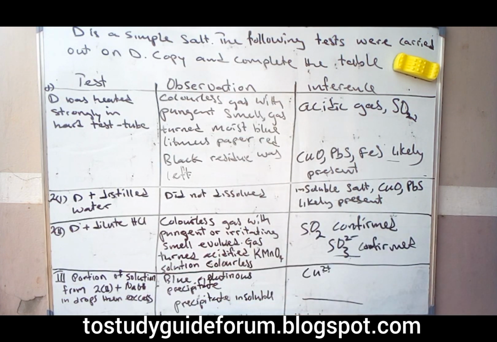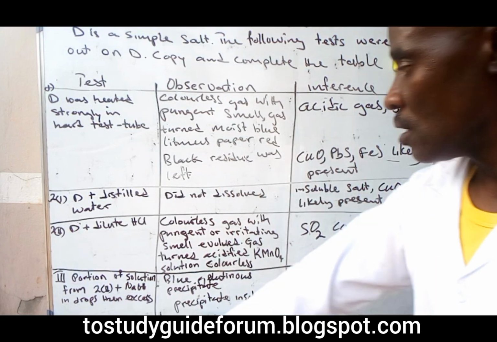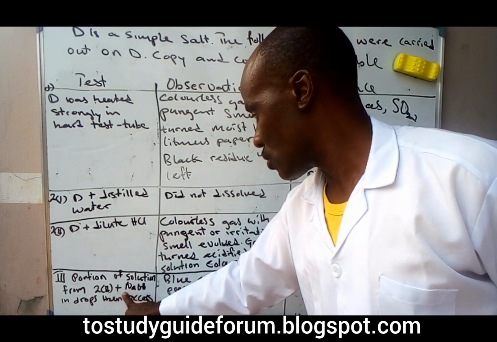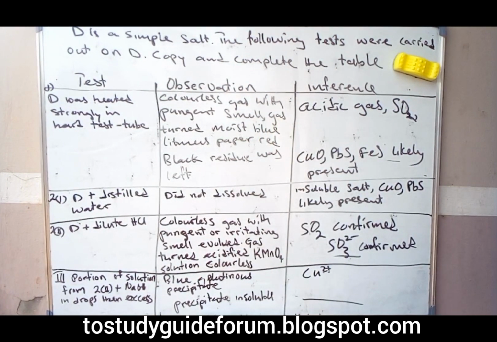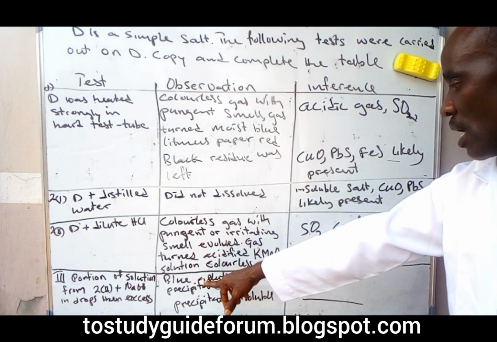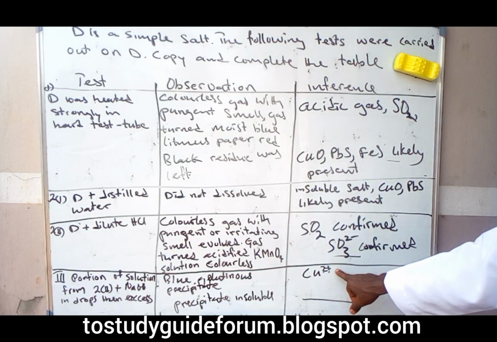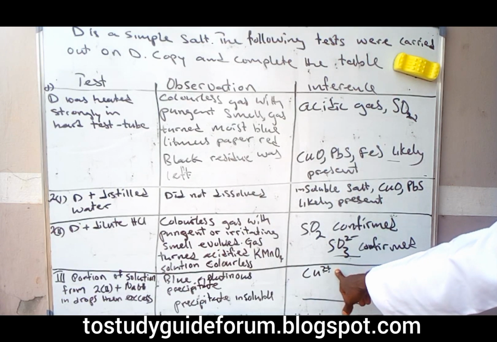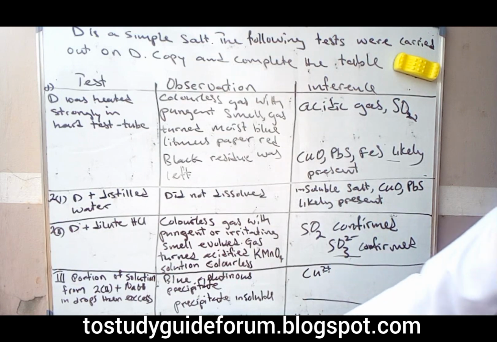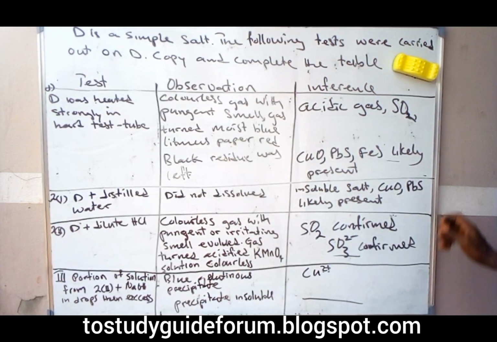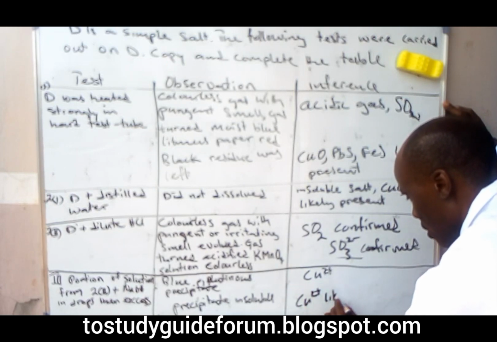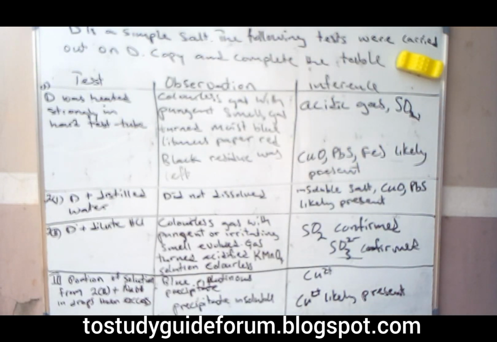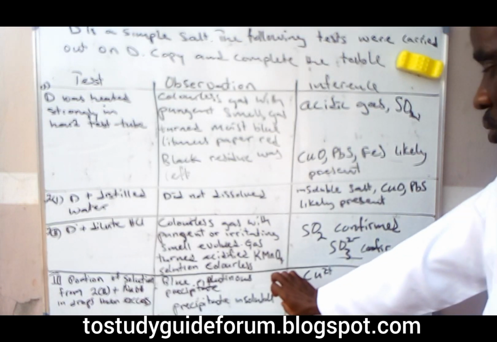The next one is a portion of the solution from above, to which we add sodium hydroxide in drops and then in excess. We have a blue gelatinous precipitate, giving us copper ion, meaning that copper is likely to be present. The precipitate is insoluble in excess, which also means copper ion is likely present, because copper ion is what can give us this.